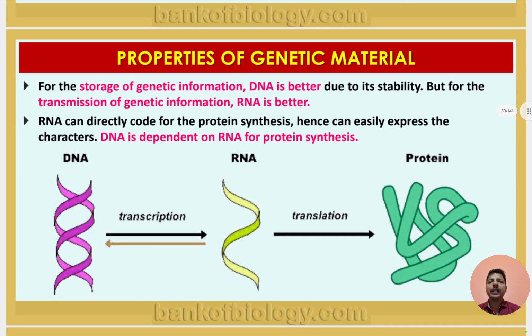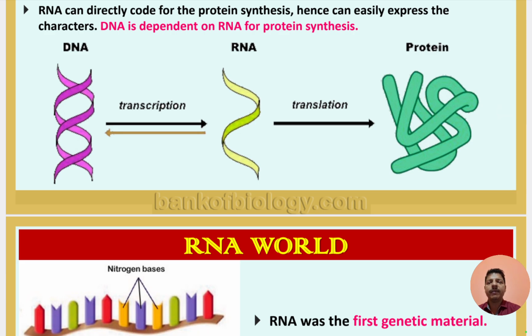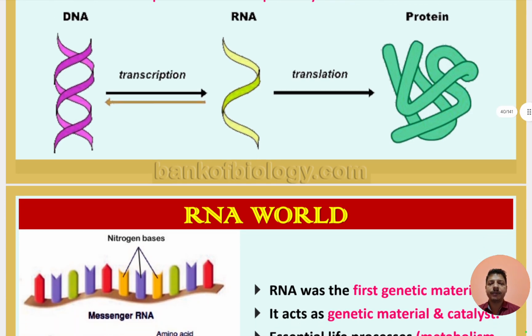Then for the storage of genetic information, DNA is better due to its stability, but for the transmission of genetic information, RNA is better. RNA can directly code for protein synthesis, hence can easily express the characters. DNA is dependent on RNA for protein synthesis. As you can see, DNA transcription becomes RNA, translation forms proteins, and from RNA, reverse transcription occurs and DNA is formed.